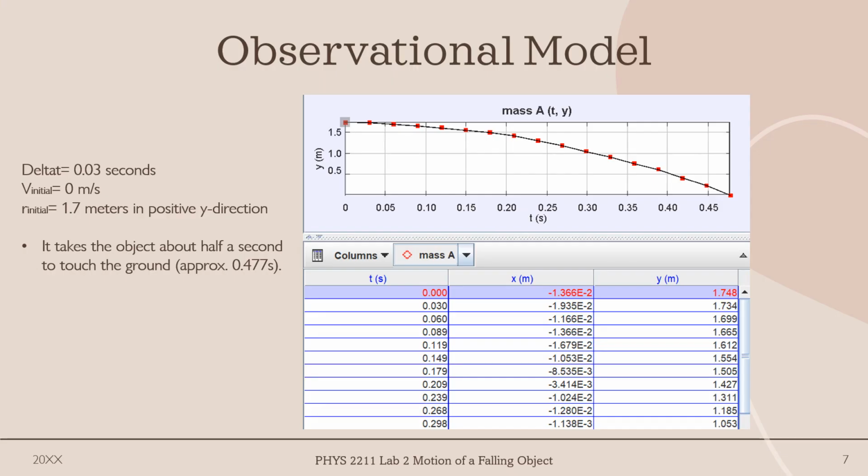Here's a bit more on the initial conditions. The initial velocity is 0 meters per second because remember that the object is falling from rest, and our initial position is going to be 1.7 meters in the positive y direction, and it takes the whale about half a second to touch the ground. You can see that there is a downward slope, and the tracker app gave me another graph that showed the x-axis, but in this case we're only looking at the position in relation to time.